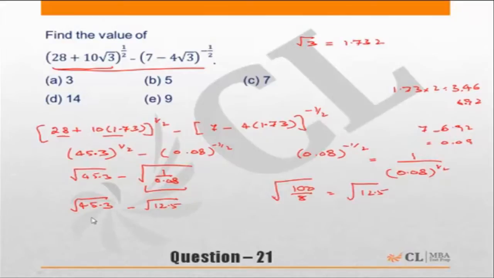Now I know that for this number 45.3, what will be the under root of this? I know that 7 square is equal to 49, so this number will be less than 7. Similarly, this number will be more than 3. So the first is less than 7 and 12.5's root is greater than 3, so my answer should be less than 4. This implies this difference should be less than 4. Let's look at the choices. A is less than 4, B greater than 4, C greater than 4, D greater than 4, E greater than 4. Correct answer, choice A.